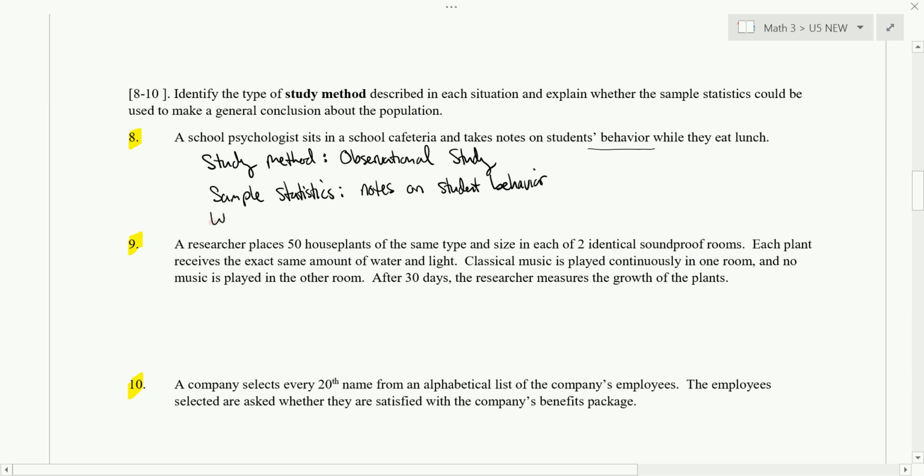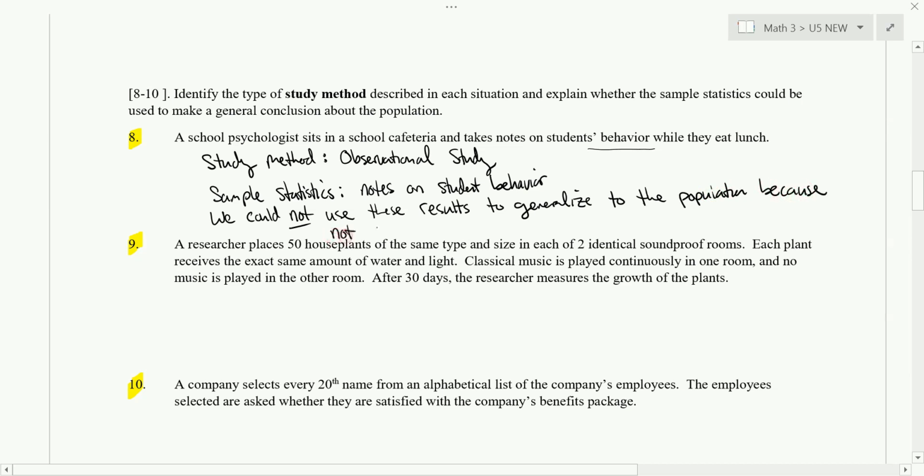So we could not use these results to generalize to the population. Because not everyone in the population was, let's say, selected randomly, or had the chance of being selected randomly. That would be a better way to say it.